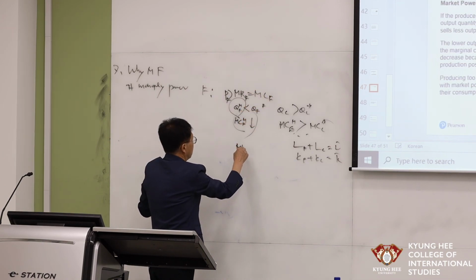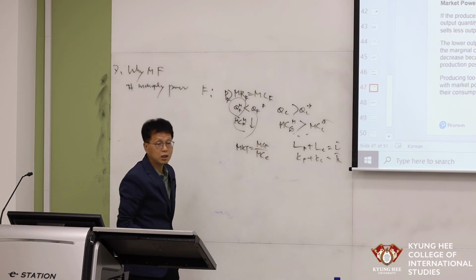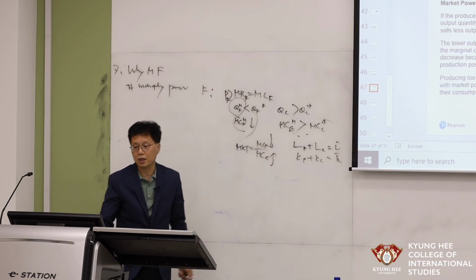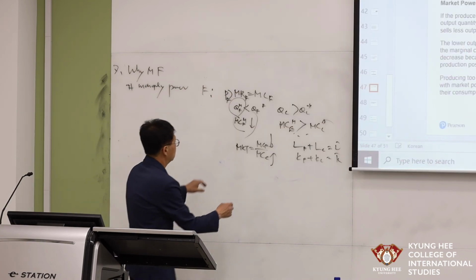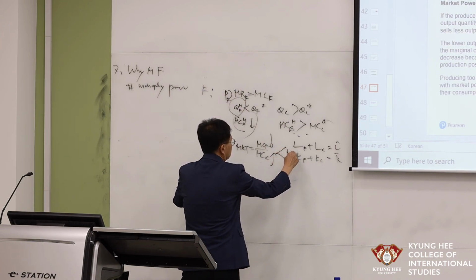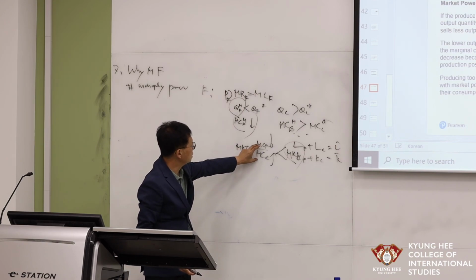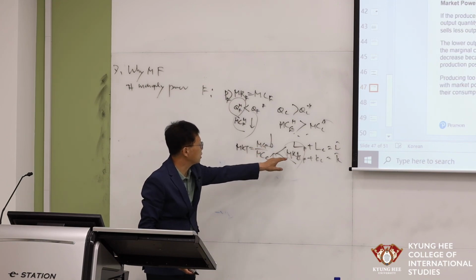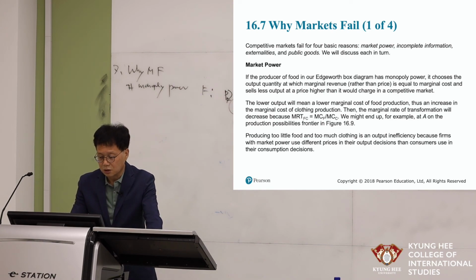Then MRT is MCF over MC clothing, right? This one lowered, this one increased. So MRT is lower than MRS, right? MRT is lower than MRS. So MRS is the same. But on the production side, MRT becomes smaller than in the competitive case. In other words, MRS is greater than this one. So this kind of distortion happens, right? So that is explained here.